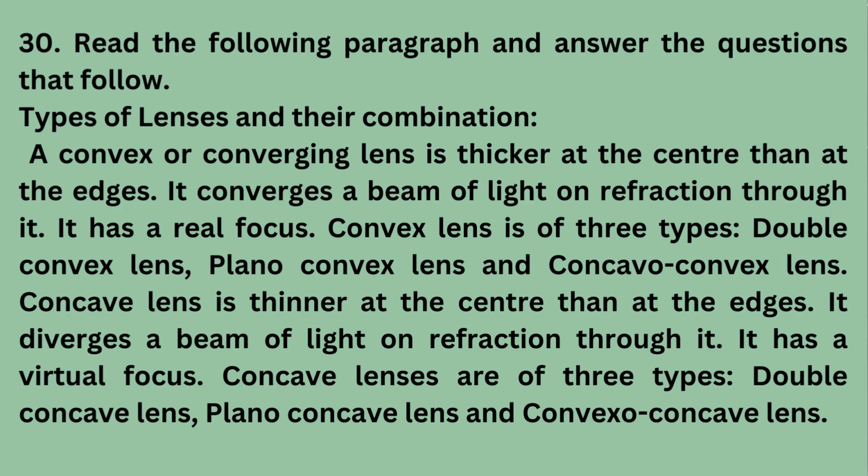Concave lens is thinner at the center than at the edges. It diverges a beam of light on refraction through it. It has a virtual focus. Concave lenses are of three types: double concave lens, plano concave lens, and convexo concave lens.